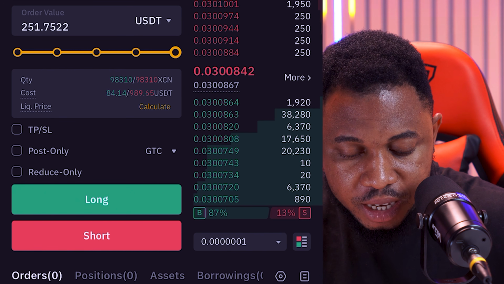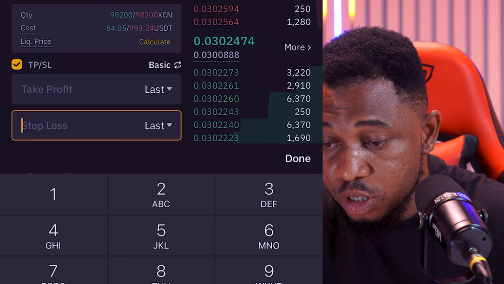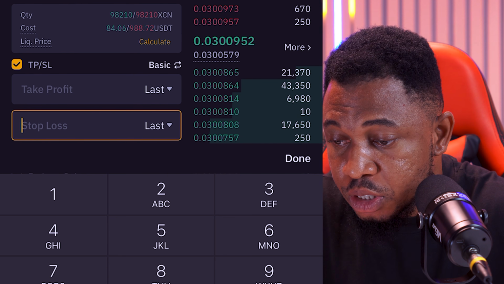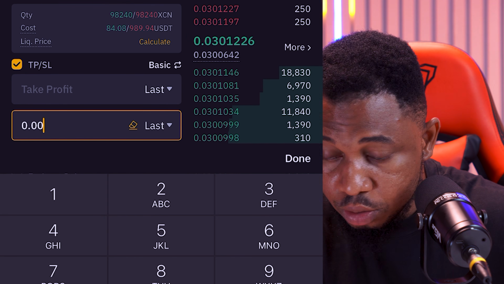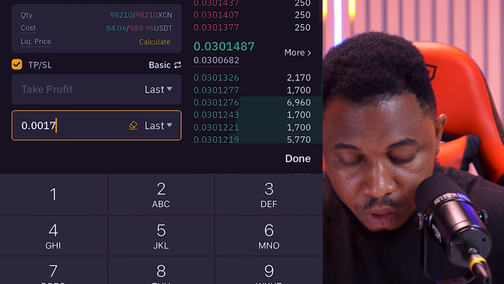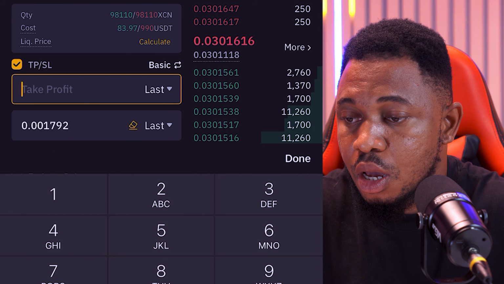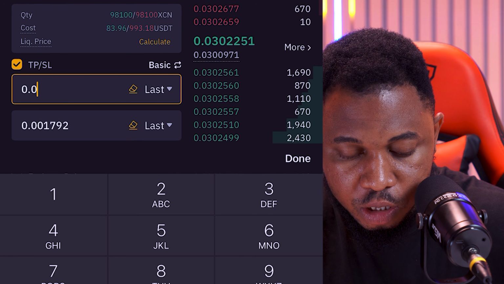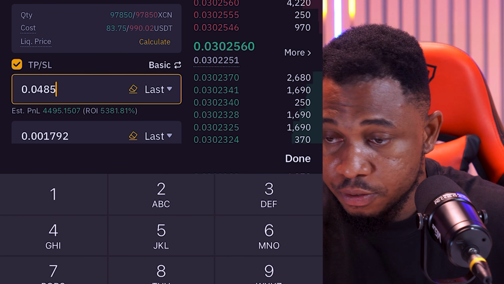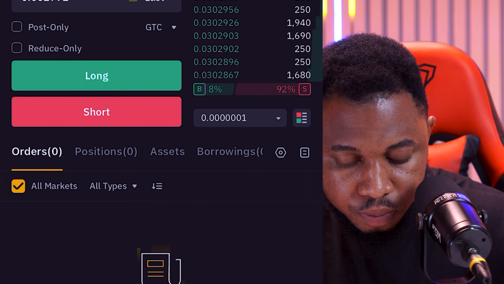So over here you can set your TP and your SL. For TP and SL, I can choose to leave my stop loss, or I can also choose to set it depending on what I want. But for here, our stop loss was meant to be 0.001792. And then you can set your take profit. It depends actually, but let's just use the highest point this actually went to. So it went to as high as 0.0485. So we'll just set it at this, and now I can click on long, and once I do it, my trade would have opened automatically.